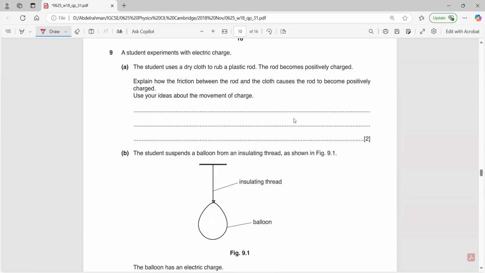A student experiments with electrical charge. The student uses a dry cloth to rub a plastic rod. The rod becomes positively charged. Explain how the friction between the rod and the cloth causes the rod to become positively charged. It loses electrons to the cloth. Yes, that's it. 2 marks.